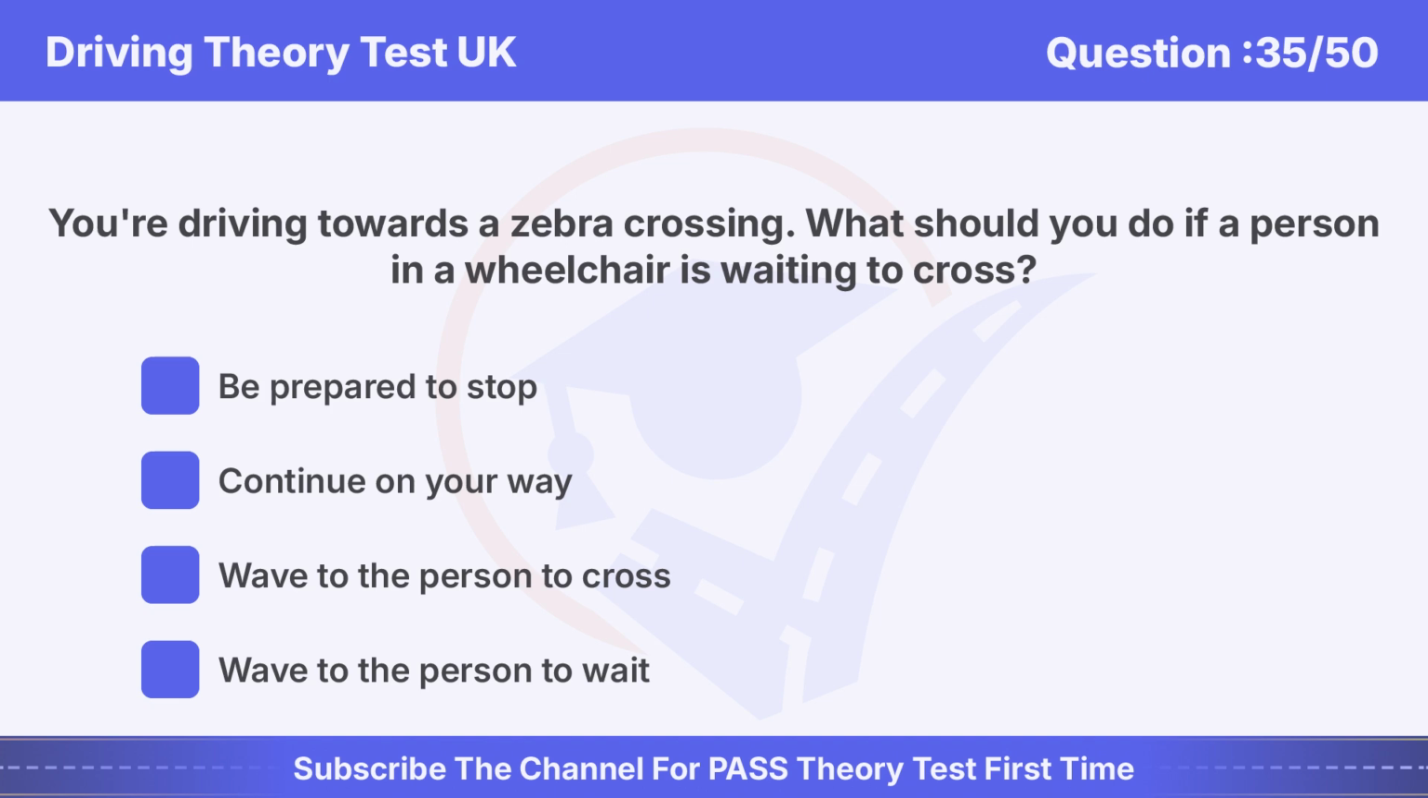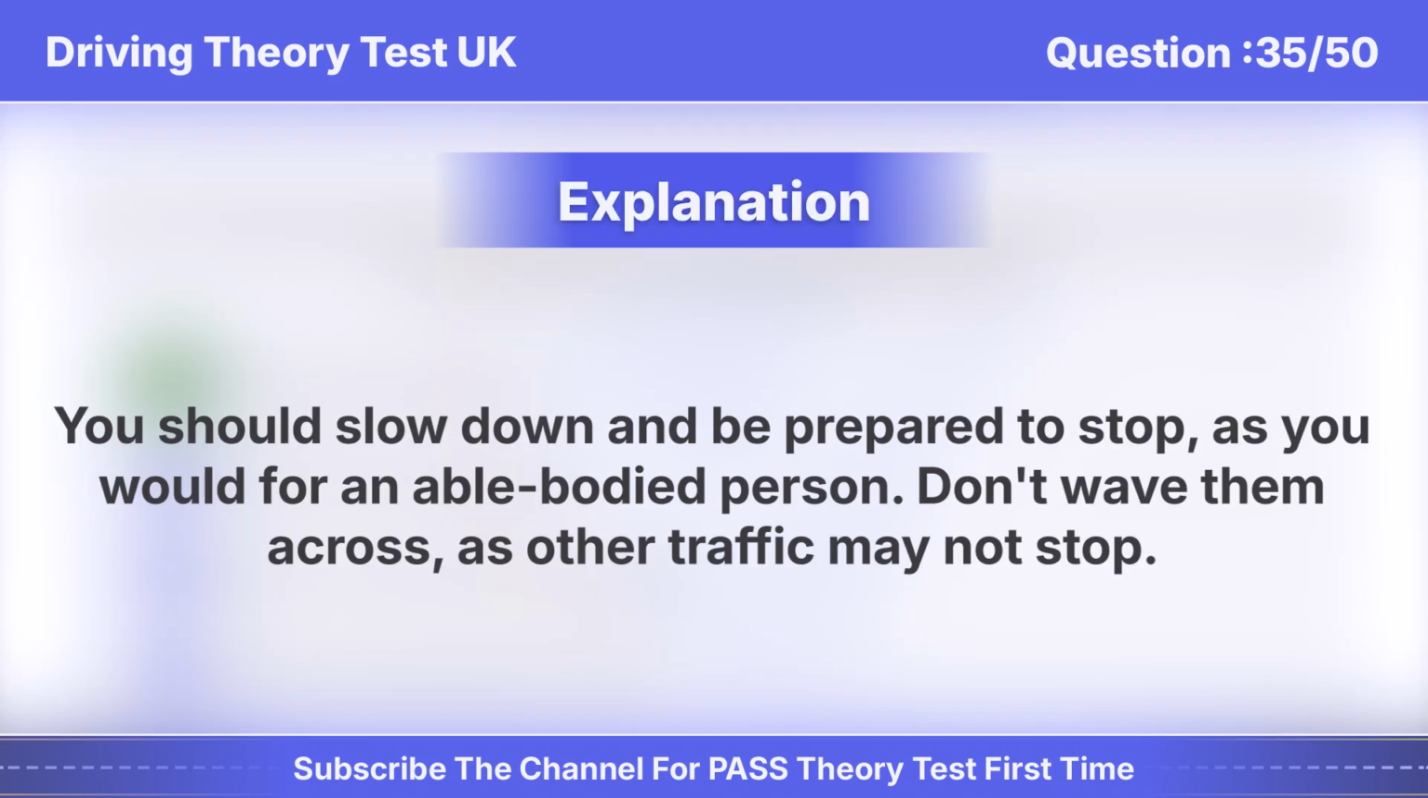Question 35. You're driving towards a zebra crossing. What should you do if a person in a wheelchair is waiting to cross? Answer is A. Be prepared to stop. You should slow down and be prepared to stop as you would for an able-bodied person. Don't wave them across, as other traffic may not stop.